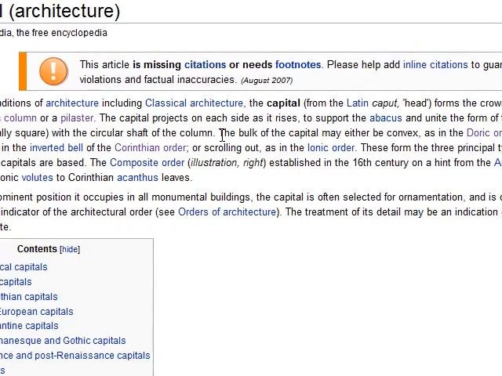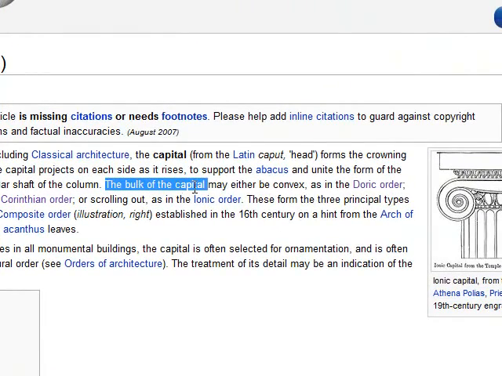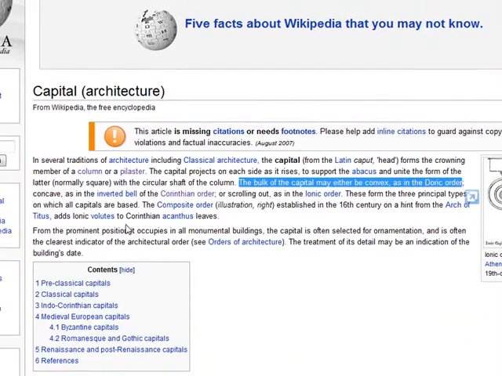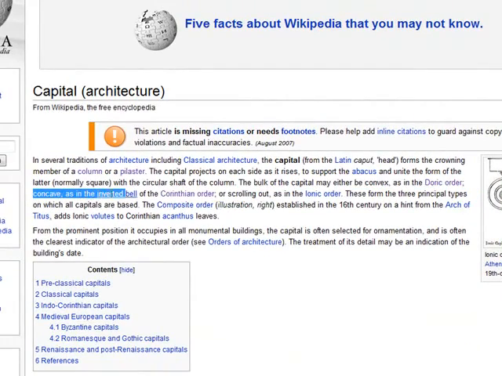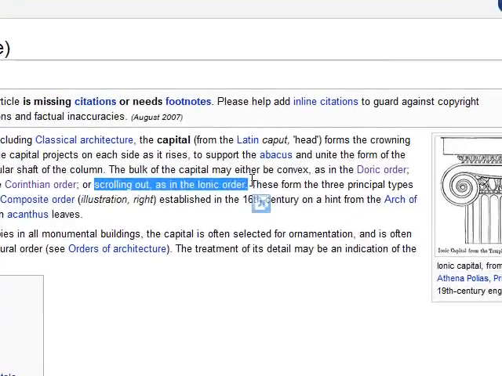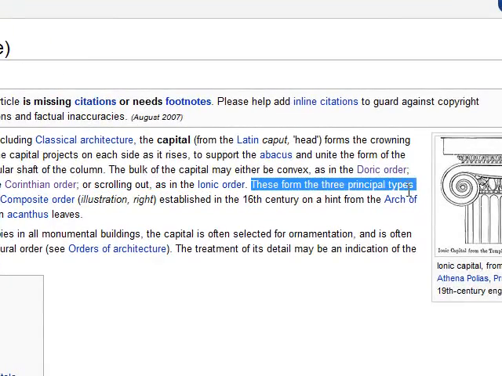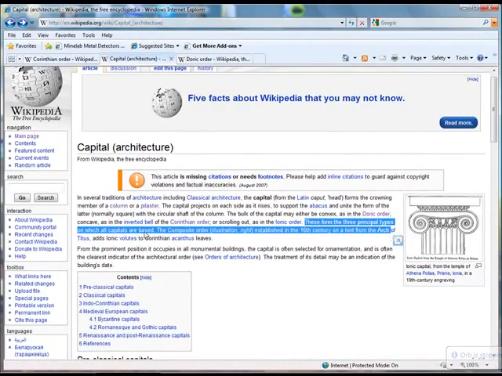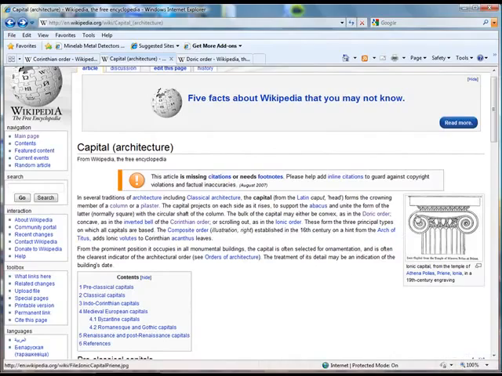Now it says right here, we'll pick up here, the bulk of the capital may either be convex, as in the Doric order, concave, as an inverted bell of the Corinthian order, or scrolling out, as in the Ionic order. These form the three principal types on which all capitals are based.